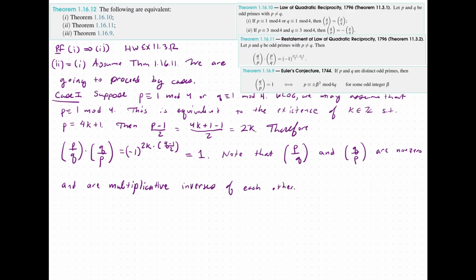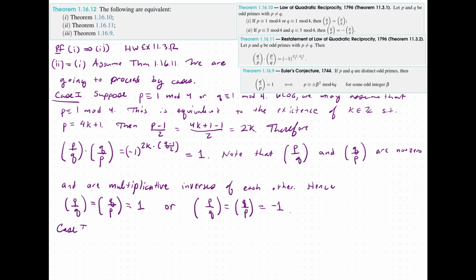And so therefore, because we're working over the integers, the only possibilities are (p on q) is equal to (q on p), which is equal to 1, or (p on q) is equal to (q on p), which is equal to negative 1. So these are the only ways that we can get 1 by multiplying these two. Either they're both 1, or they're both equal to negative 1. But either way, we get the statement we want. We have that these are both equal. And so that finishes it off for case 1.